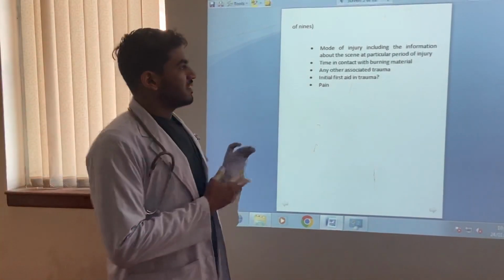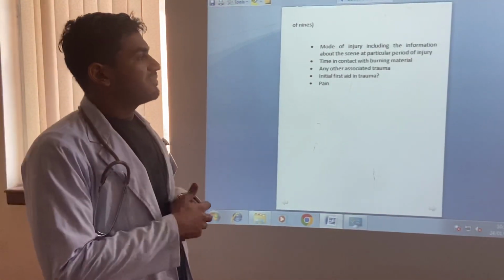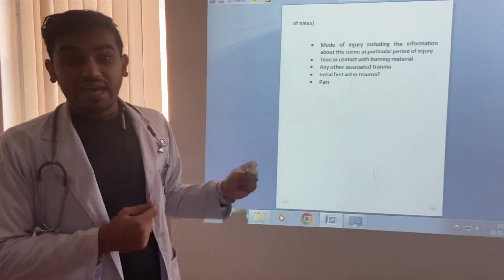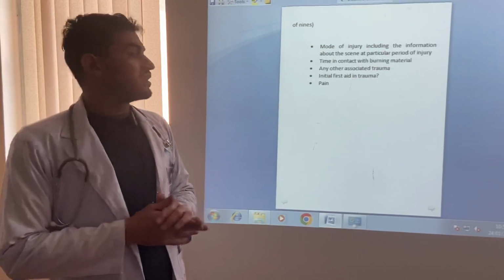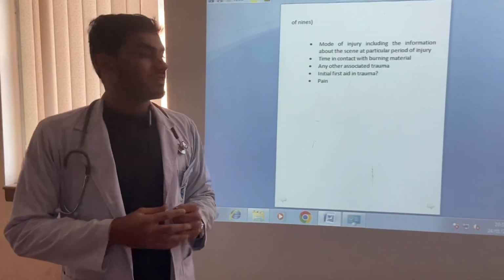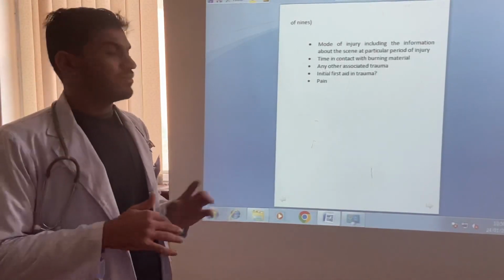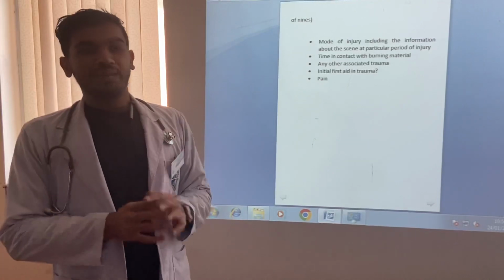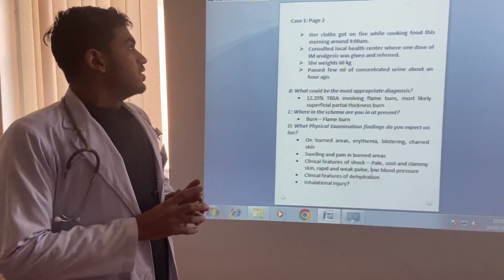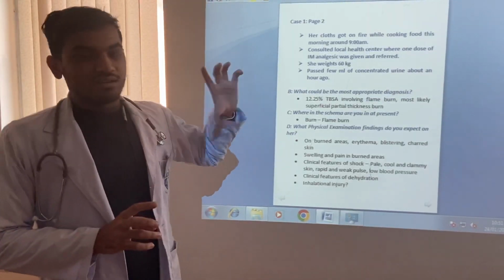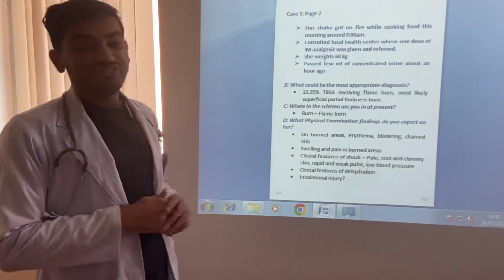So here we have to ask about the mode of injury, including information about the scene at the time of the injury, and the time in contact with the burning material, how much time the burning material had contact with the body surface. We also ask about any other associated trauma, whether initial first aid was given to the patient or not, and if there is pain in the burn area.